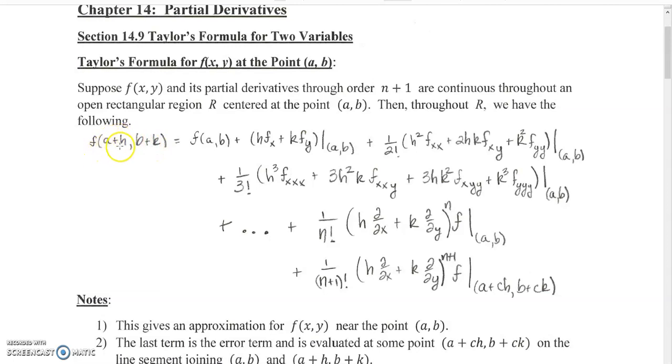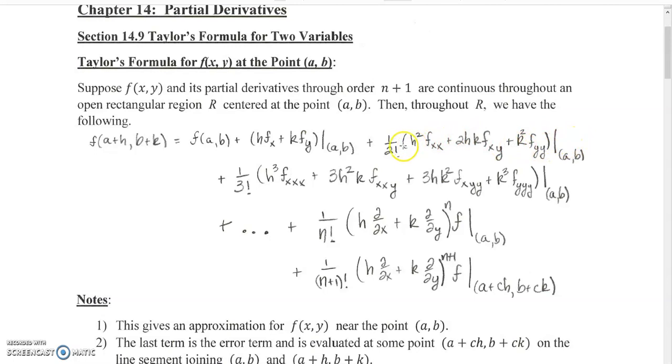But f of a plus h, b plus k is going to be equal to, well, whatever f is at (a, b). And then we take the first partials, f sub x and f sub y, evaluate them at (a, b), and you multiply the partial of f with respect to x times h. So h goes with the x component, and the partial of f with respect to y times k. Okay, and then rather than reading this whole formula to you, you can see the pattern as you go through.